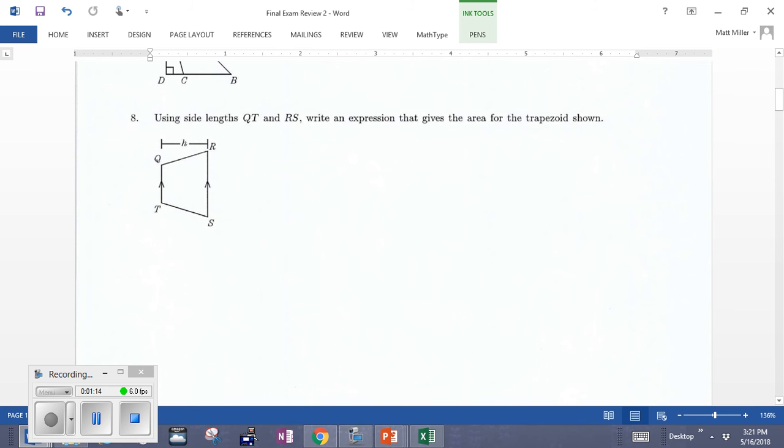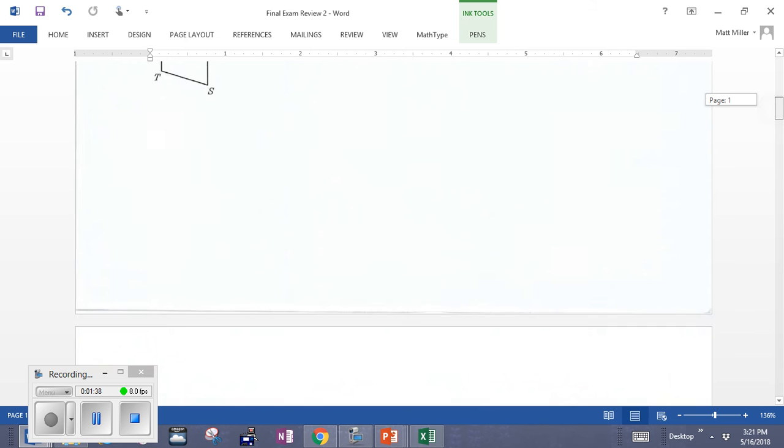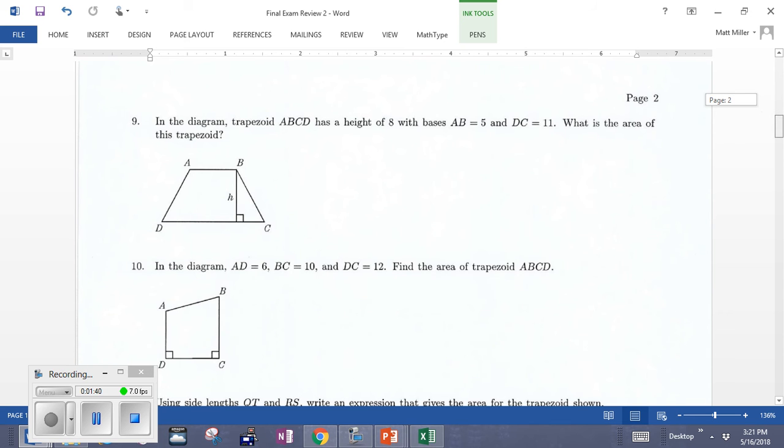Okay, the area of a trapezoid, you need to remember, is 1/2 the height times the sum of the bases. So if this is our height, then our bases are QT plus RS. The bases are the parallel sides. You need to remember that, of course, okay? And the height is the distance between the parallel sides. That's what's going to apply here.